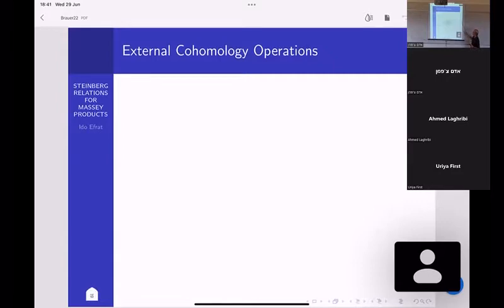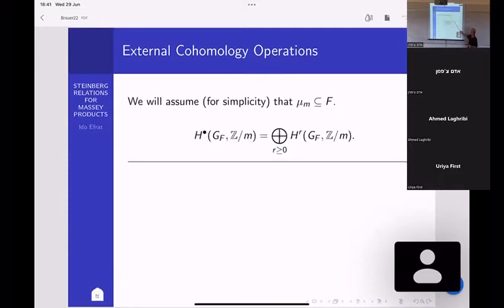Okay, so what do I mean by this? External cohomology operations. From now on, I will assume that our field contains the roots of unity of order M. It's not really needed for the results, but it will simplify the presentation. So forgive me for that. And then our cohomology ring looks much simpler. We have just the trivial action on Z mod M.